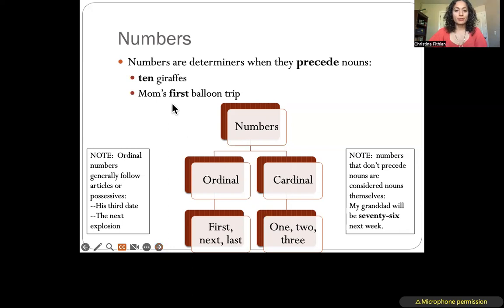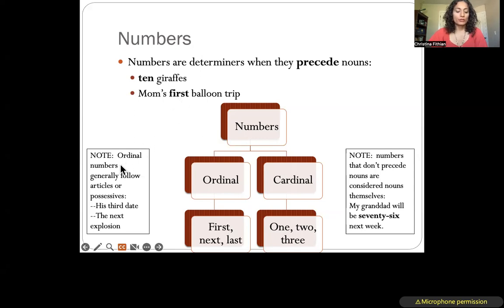The first example is what we call a cardinal number. So cardinal numbers, just remember cardinal starts with a C and count starts with a C. So these are numbers, counting numbers. 1, 2, 3, 10, 20, 100 billion. These are numbers that we count. They're called cardinal numbers. In the second example, we have something called an ordinal number. And these are things like first and next and last, etc.